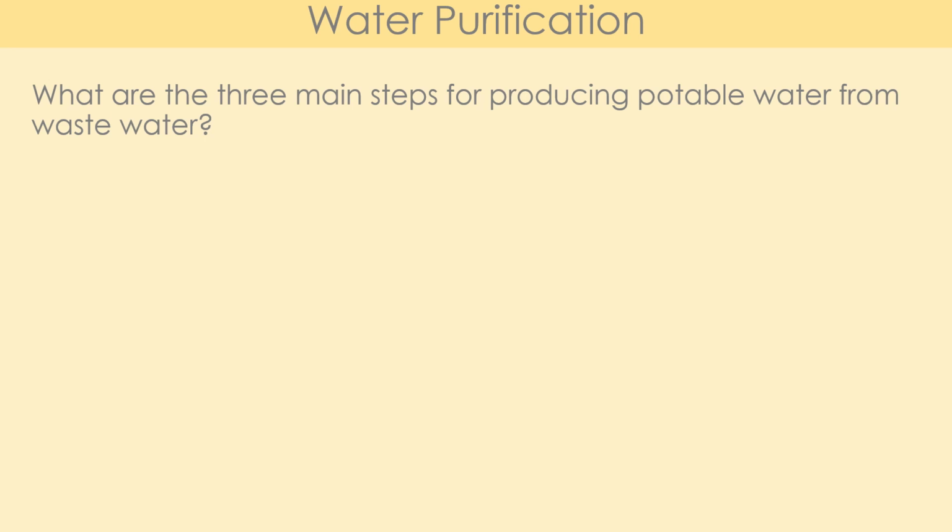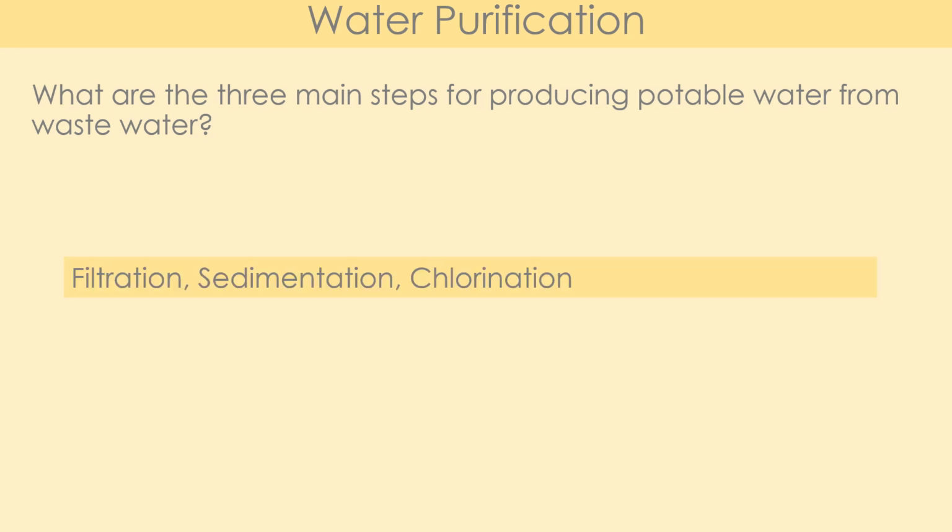We're going to do some questions now. So please write down the answers to these. So what are the 3 main steps for producing potable water from wastewater? Please pause the video. You should now only be watching if you have written down your answers, and well done if you got filtration, sedimentation and chlorination. We do want them in that order as well. You need to have them in that order.